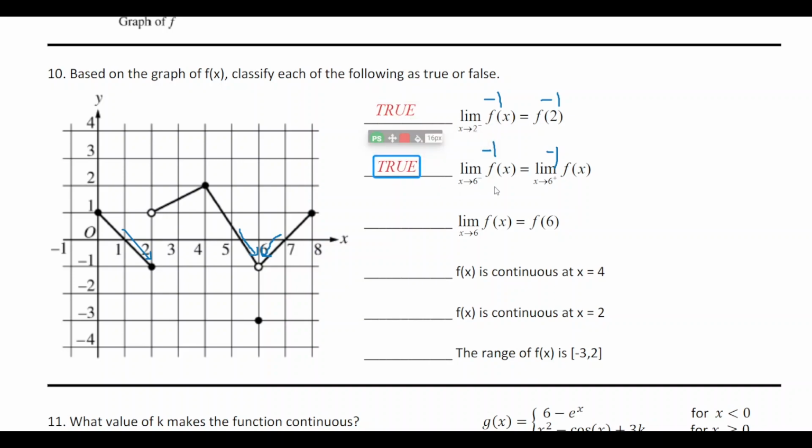Now, since the left-hand limit and the right-hand limit are the same, then the limit as x approaches 6 is -1. It should be equal to the same thing. Now, the value of the function f, if we plug in 6, it's actually not -1 here. It's actually -3. So these two things are not equal, so this would be a false equality.